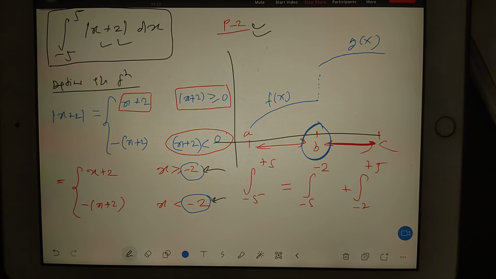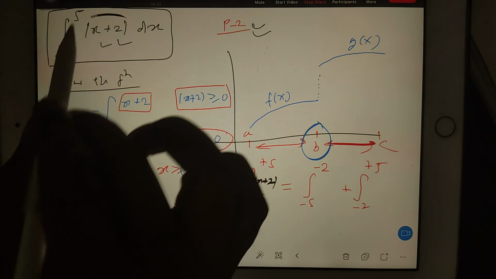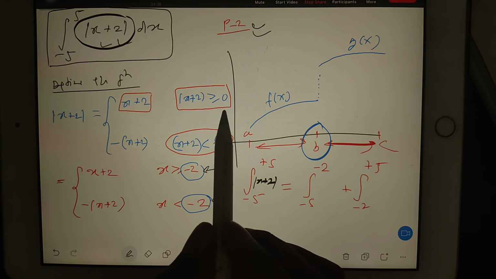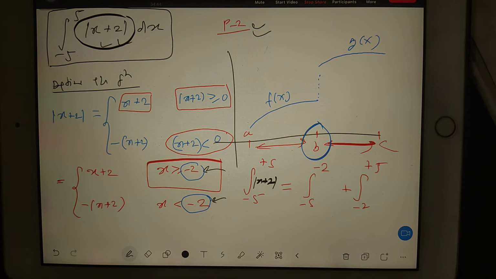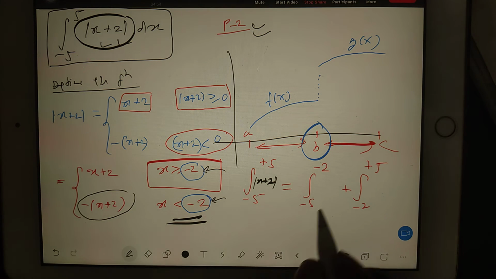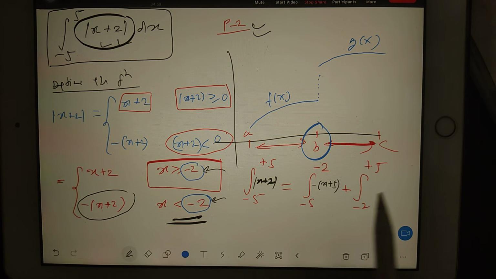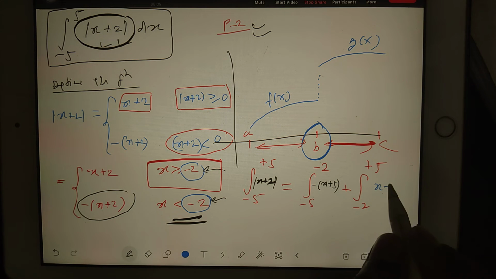I hope you understand. Now one more change you have to make. You can see here, the total function was mod of x plus 2, what was given in the question. But see, in this case, if your x is more than minus 2 and less than minus 2. Less than minus 2 means this is the unit. So here you will substitute this function minus (x plus 2), and more than minus 2 means this unit. So here you will substitute this function x plus 2.